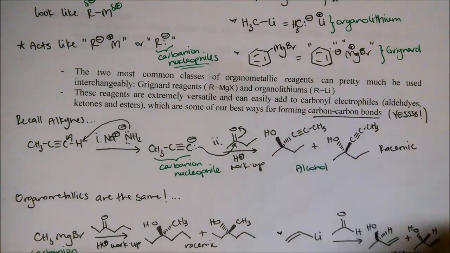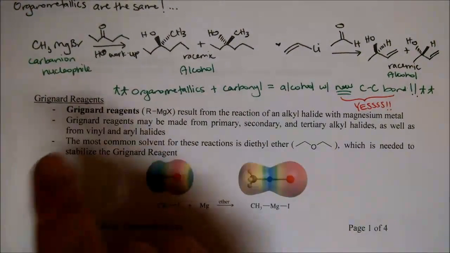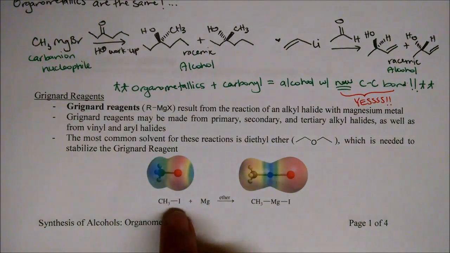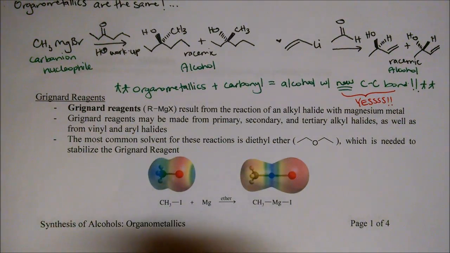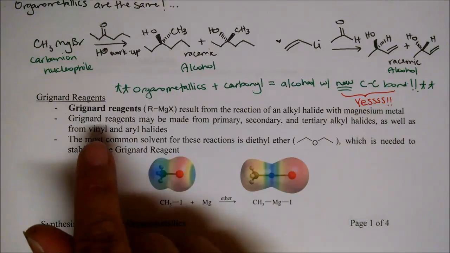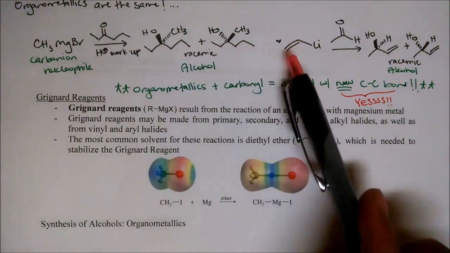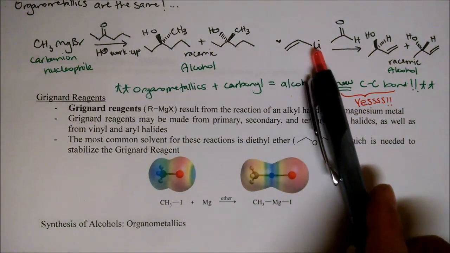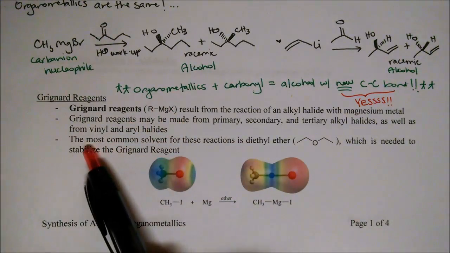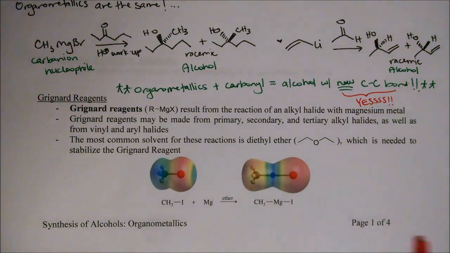So again, there were two main classes, the Grignard reagents and the organolithium. Let's look at their similarities and their differences. In the end, they're just very, very similar. Grignard reagents result from the reaction of an alkyl halide with magnesium metal. That's all you do. You throw in your alkyl halide, magnesium, and you get a Grignard. It's that simple. These can be made from primary, secondary, and tertiary alkyl halides, as well as vinyl and aryl halides. Here is our vinyl halide, sorry, vinyl lithium. If we just imagine lithium being an X, there's our vinyl halide. And aryl one just has an aromatic group, a benzene. The most common solvent for these reactions is diethyl ether, which is needed to stabilize the Grignard reagents.